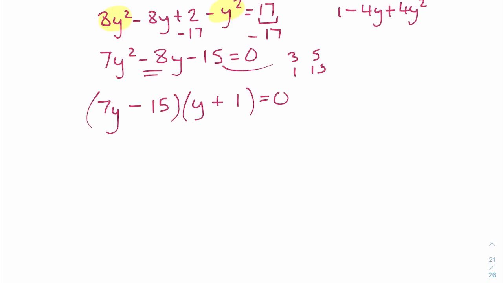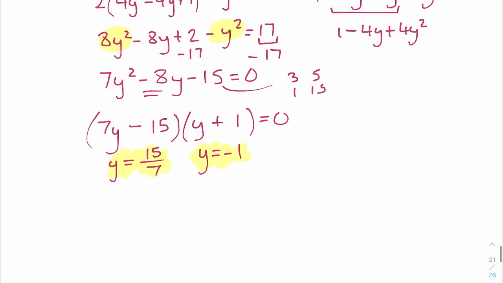So I've got two solutions. I've got y is equal to negative 1 on this one. And for this one, y is going to equal positive 15 divided by 7. So I'd write that as 15 over 7. So there's my two values for y. So not too bad as long as you're happy with all that process. It's obviously a tricky process.